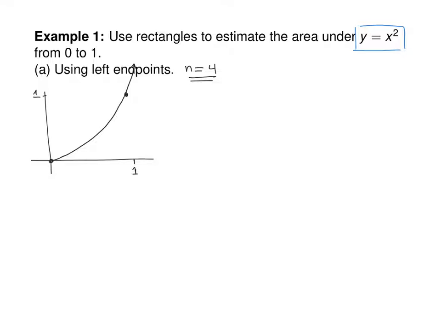Okay, so if we're going to divide the interval from 0 to 1 into 4 pieces, how wide should each piece be? It'll be, you said, a quarter. Yep, you can find that by doing 1 minus 0 over 4, or a quarter. Okay, so our first, we have a quarter, a half, 3/4.